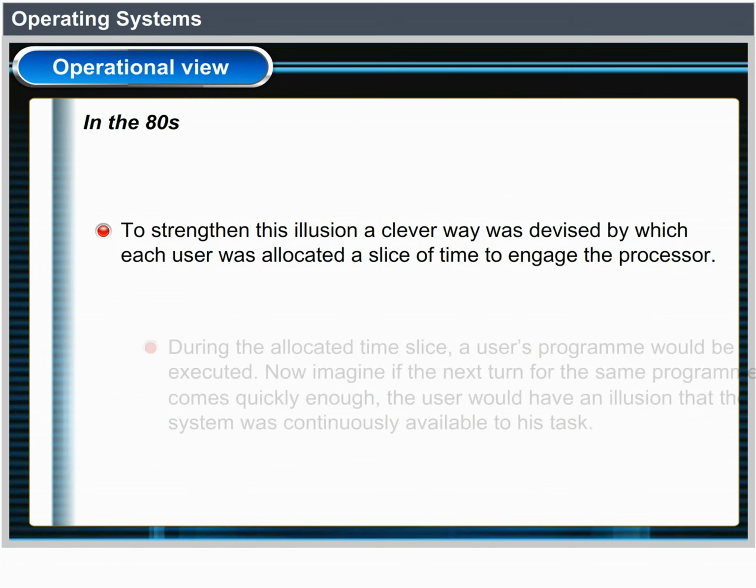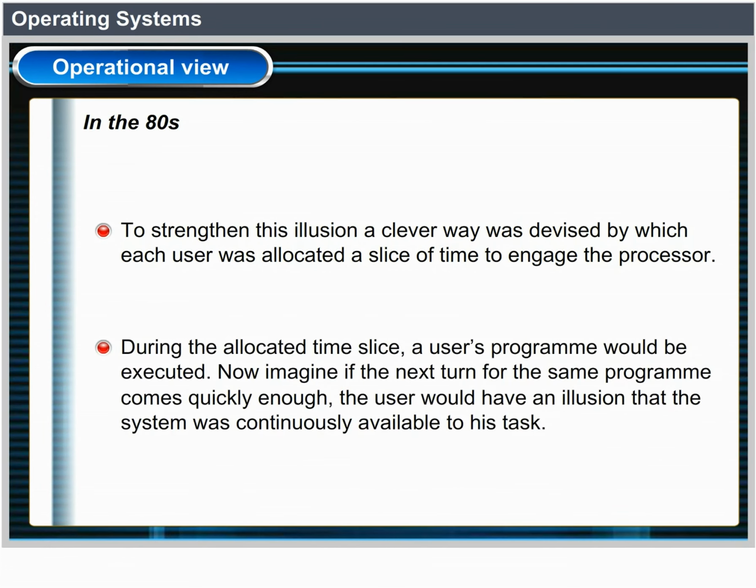During the allocated time slice, a user's program would be executed. Now imagine if the next turn for the same program comes quickly enough, the user would have an illusion that the system was continuously available to his task.